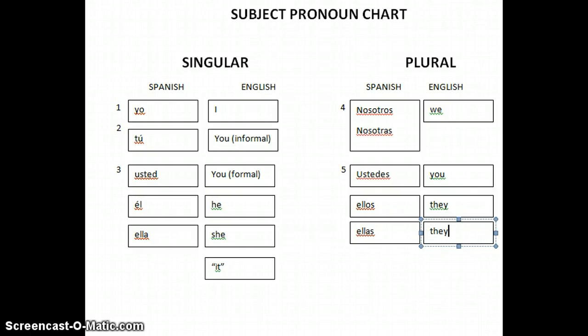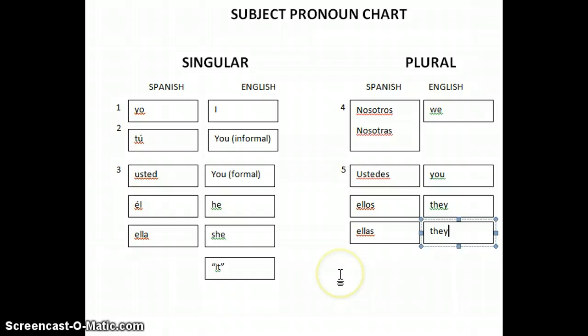So that's pretty much the subject pronoun chart. I want you guys to just know this in your head. It's yo, tú, usted, él, ella. It's 1, 2, 3. Nosotros, ustedes, ellos, ellas. 4, 5. These are your singulars, 1, 2, 3. These are your plural, 4 and 5. I call this the position: the first position, second position, third position, fourth position, fifth position. And you're going to use this chart to help yourself identify subjects by this position.